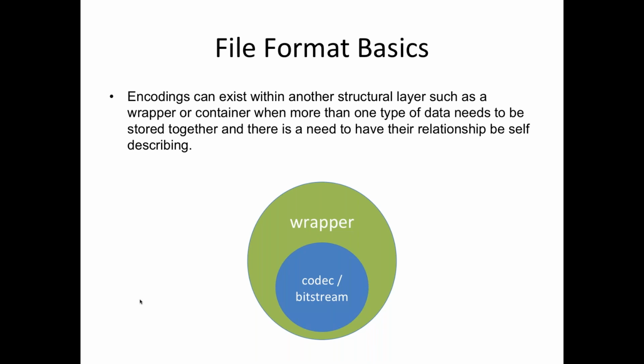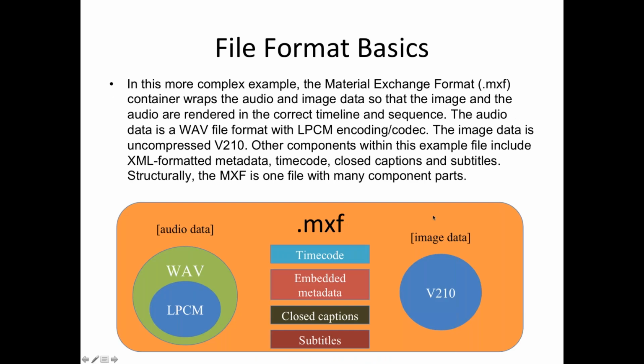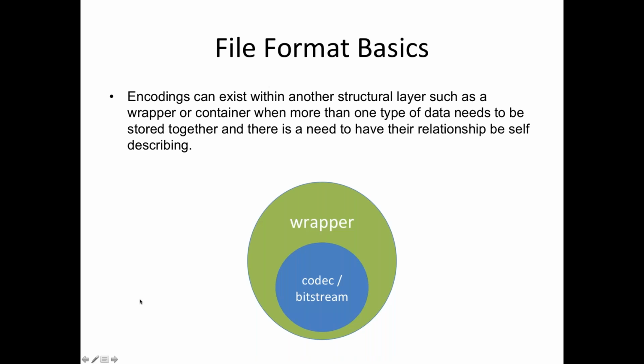Codecs or bitstreams exist within larger file structures such as wrappers or containers, which have file extensions. Examples of these from the moving image world would include MOV, which is QuickTime, Matroska, which is MKV, or Audio Visual Interleave, which is AVI, and the Material Exchange Format, which is MXF.